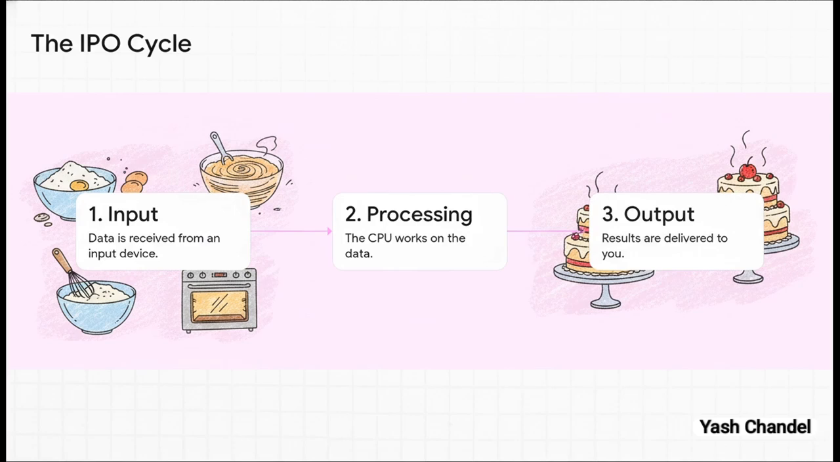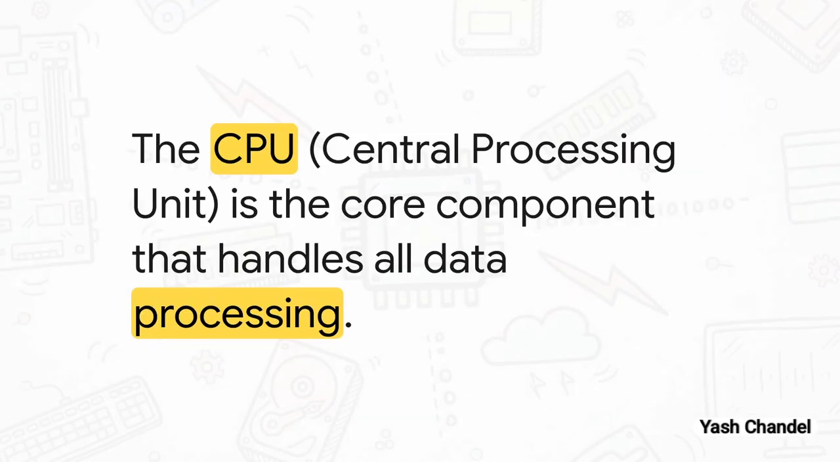Seriously. Step 1, input. You gather your ingredients, flour, sugar, eggs. That's your data. Step 2, processing. You mix it all together and bake it. The computer's doing its work. And step 3, output. You get a delicious cake. That's your result. Every single thing a computer does, big or small, follows this exact recipe. All right, let's zoom in on that middle step, the processing part.